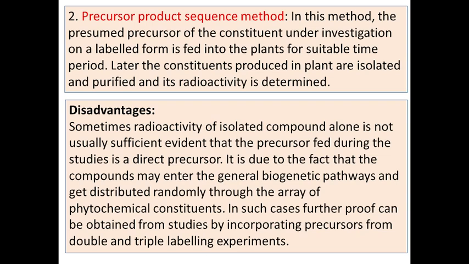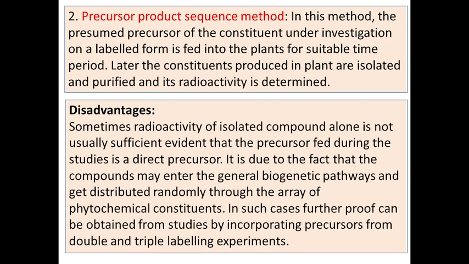Later, the constituents produced in the plant are isolated, purified, and their radioactivity is determined. After the constituents are formed in the plant, they are separated, then purified, and after purification the radioactivity of that compound is determined. How they are isolated, what the different techniques of isolation and purification are, and how radioactivity is measured, we have already discussed in detail in our previous lectures.